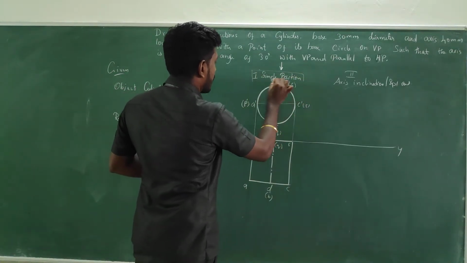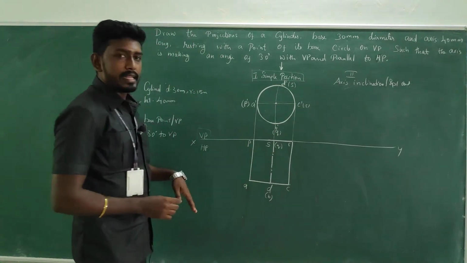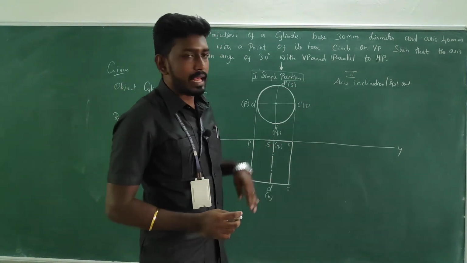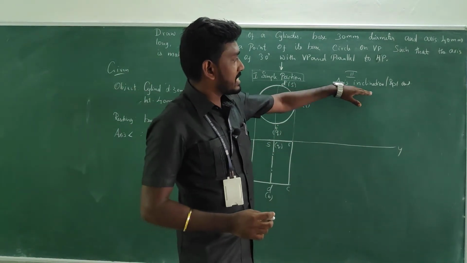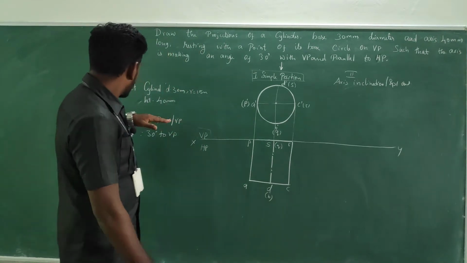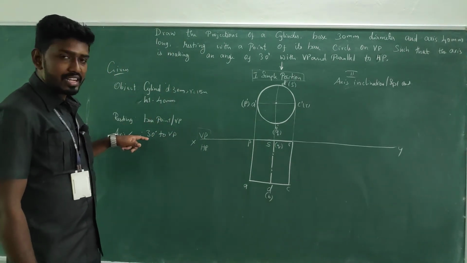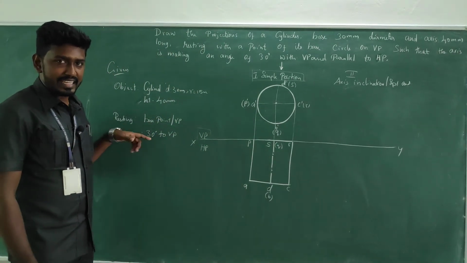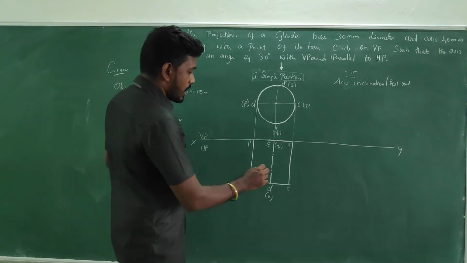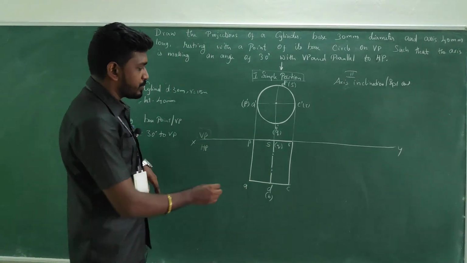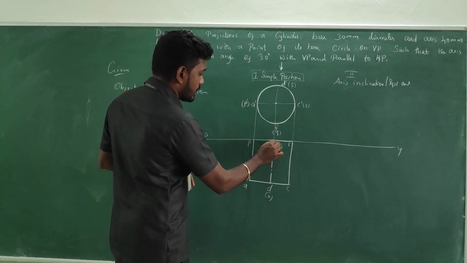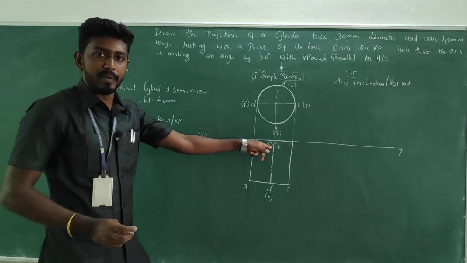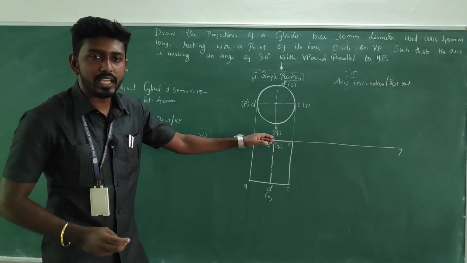Next, we shall move to the second axis inclination. How is it given? The axis is inclined 30 degree to VP, right? Now check with respect to VP, how it is being kept. The axis is kept perpendicular to VP, right? It is making 90 degree with VP.